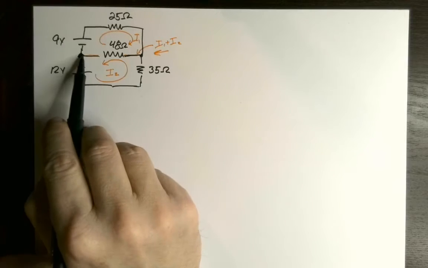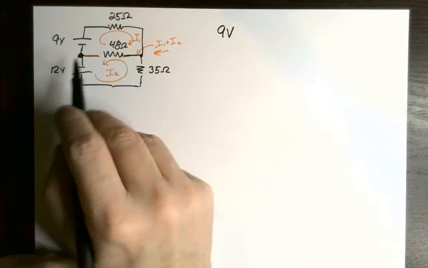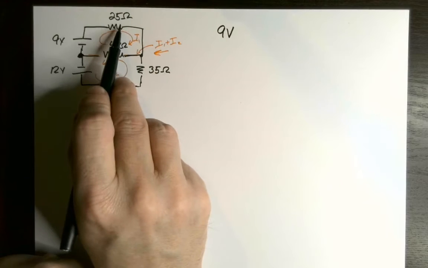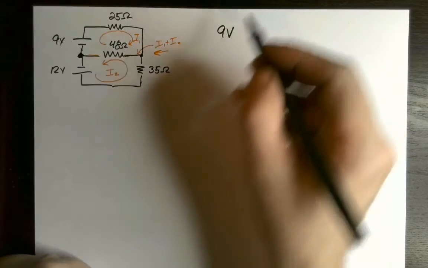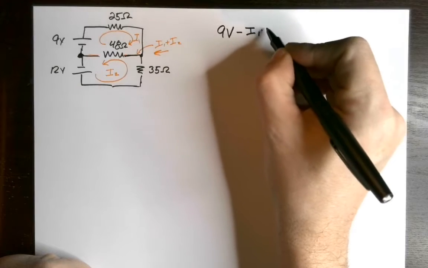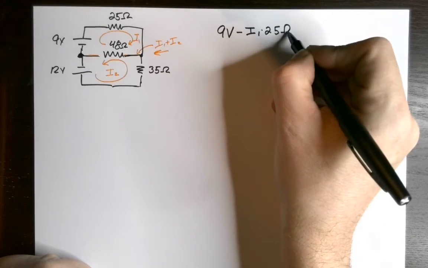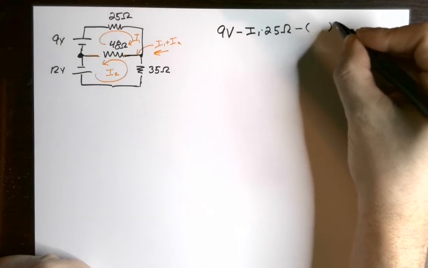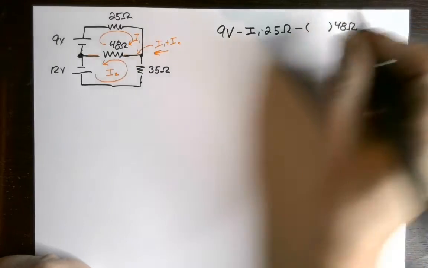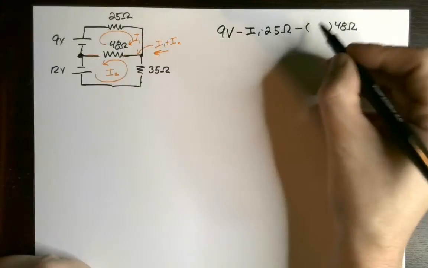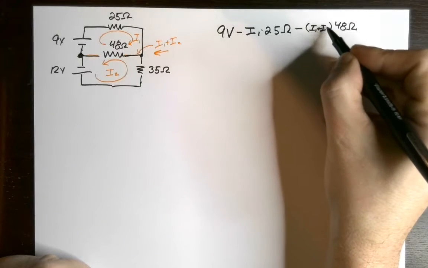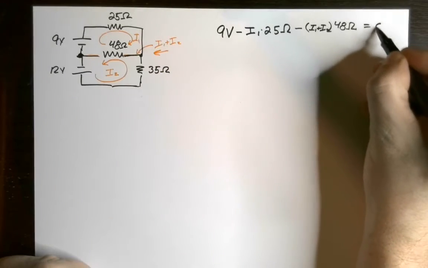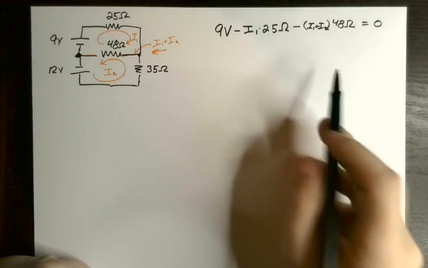If I start here in this circuit, I go through a 9-volt battery, potential difference of 9 volts. The current through this 25 ohm resistor is I1, so there's a potential drop of I1 times 25 ohms. Then I go through the 48 ohm resistor, so there's a potential drop of the current times 48 ohms. What is the current through that resistor? It's I1 plus I2. Then I get back home again to where I started, and so my total potential difference around the loop is 0.